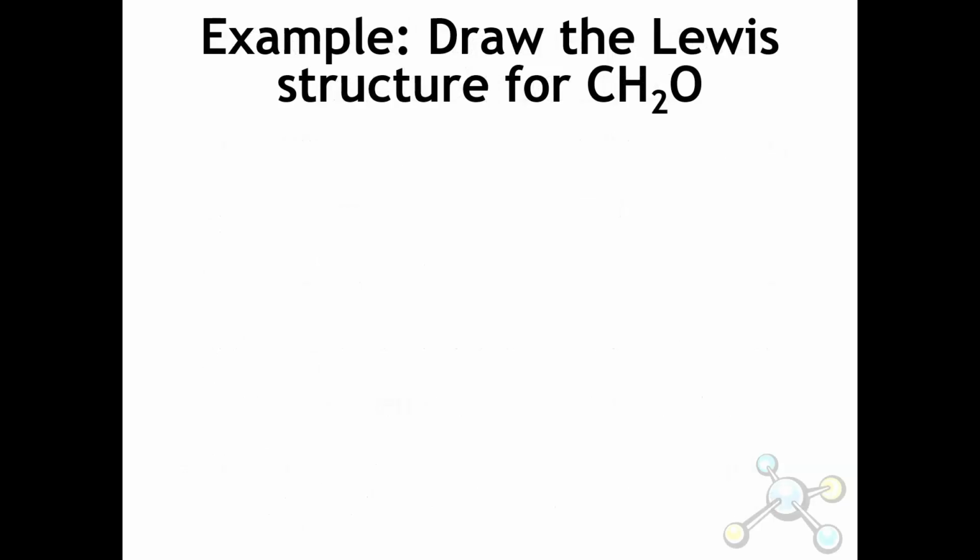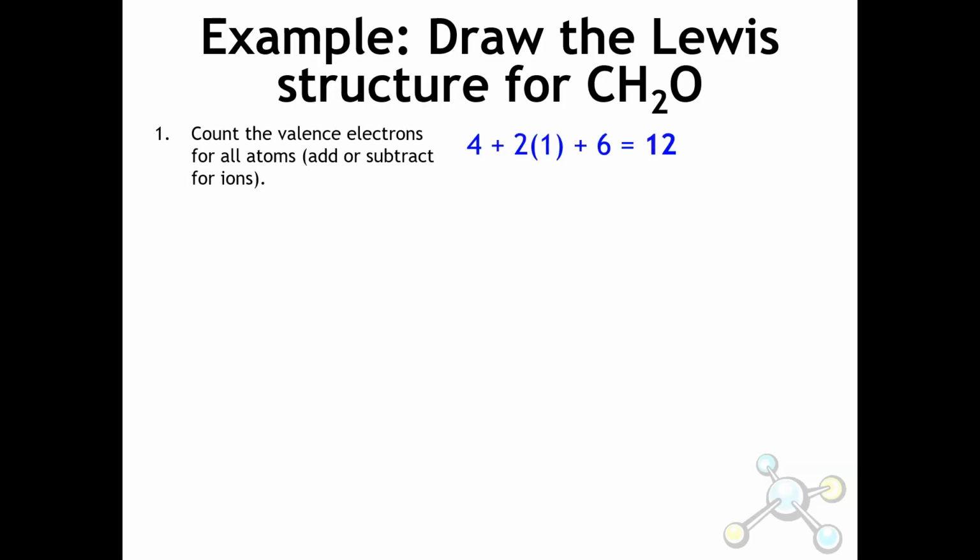So here's an example. Draw the Lewis structure for CH2O. We'll first count up those valence electrons. We've got 4 valence electrons for carbon, 1 for each hydrogen times 2, and then plus 6 from the oxygen. So there are 12 valence electrons that we need in our Lewis structure.